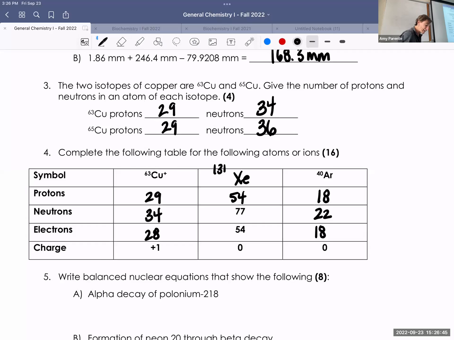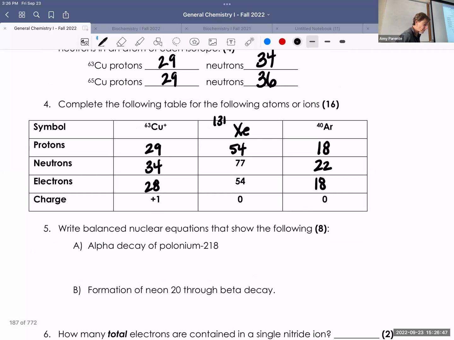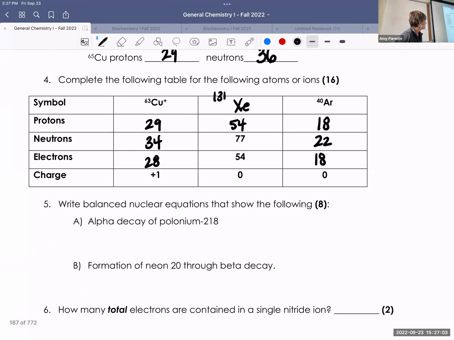All right. Had a lot of people who missed things with our nuclear equations. So let's go through that. Again, the key for the quiz is posted online, so you can check and see what's going on there. So write a balanced nuclear equation that shows the following. So alpha decay of polonium-218. So when we say that it's decay of something, that means polonium-218 is a reactant. So it's going to go on the left side.